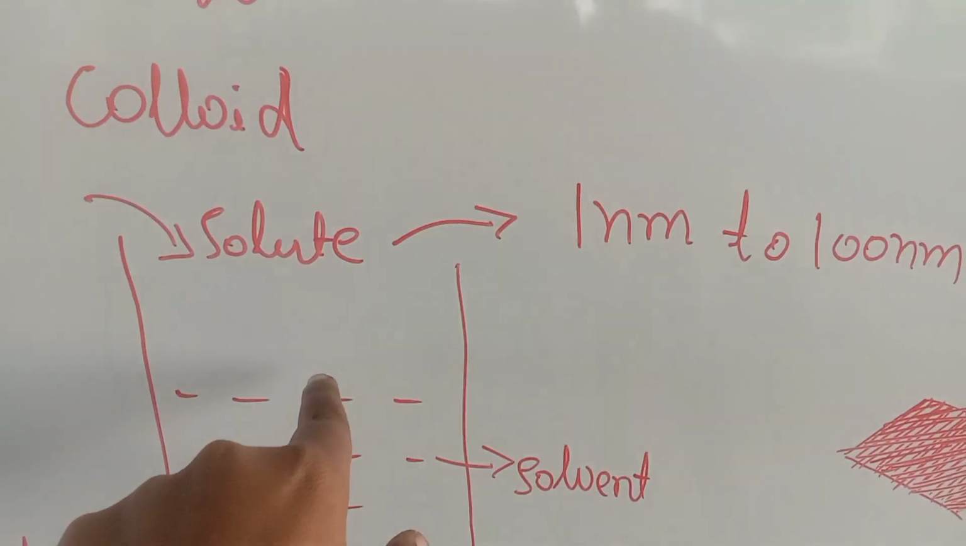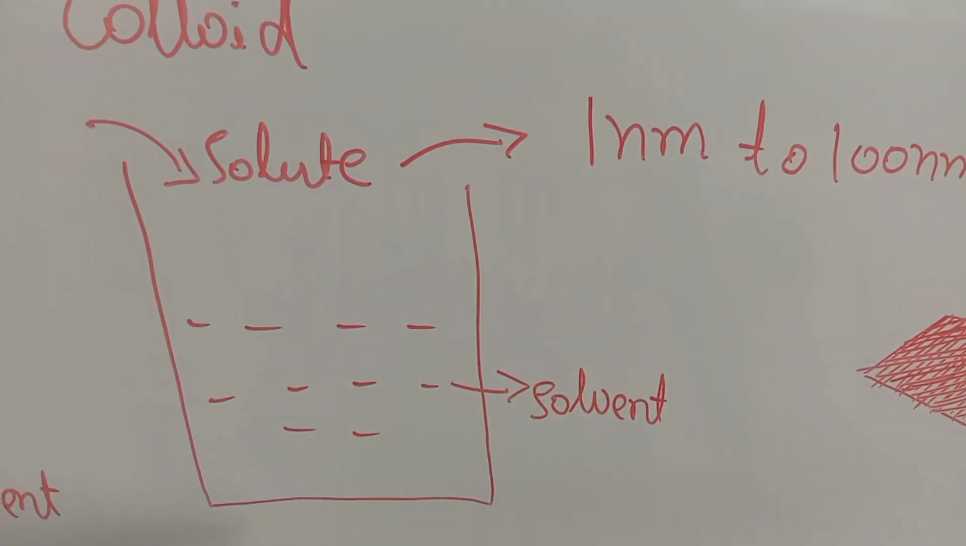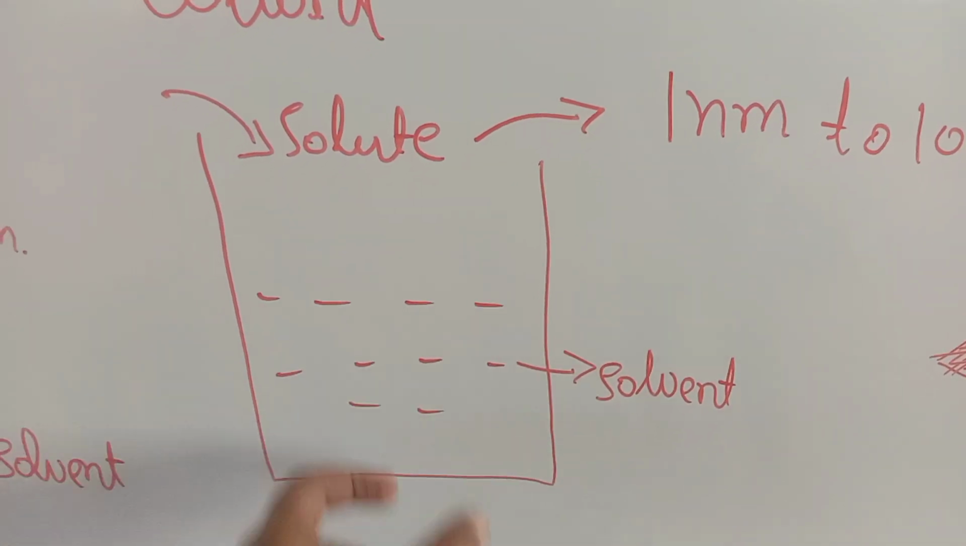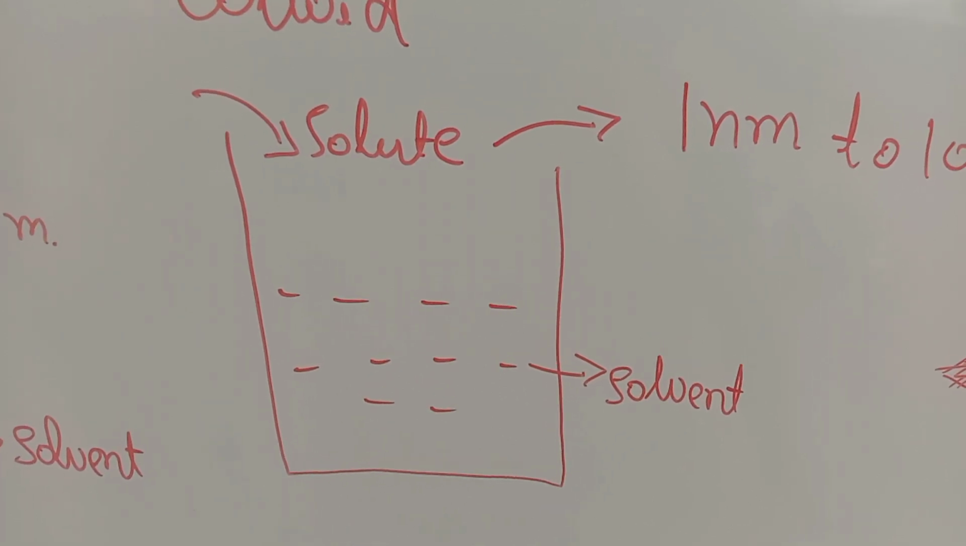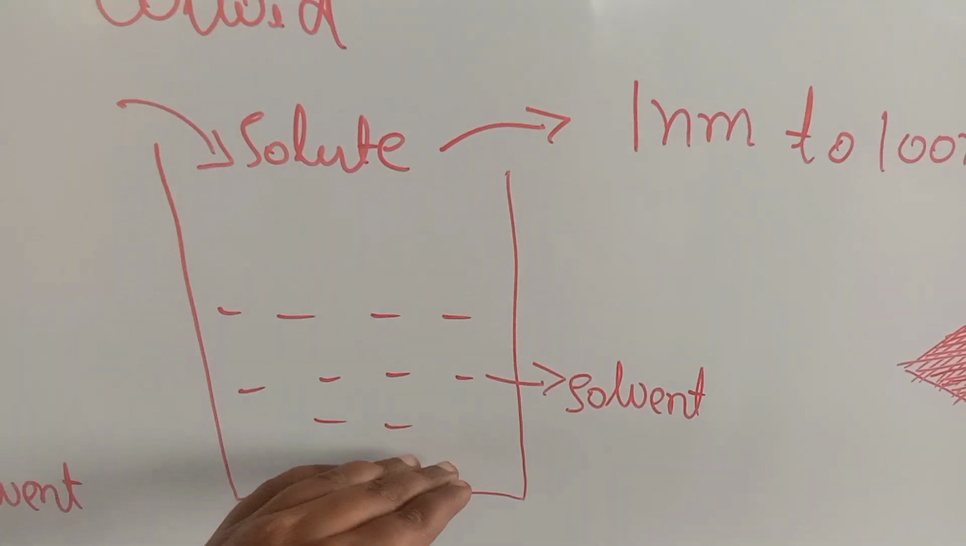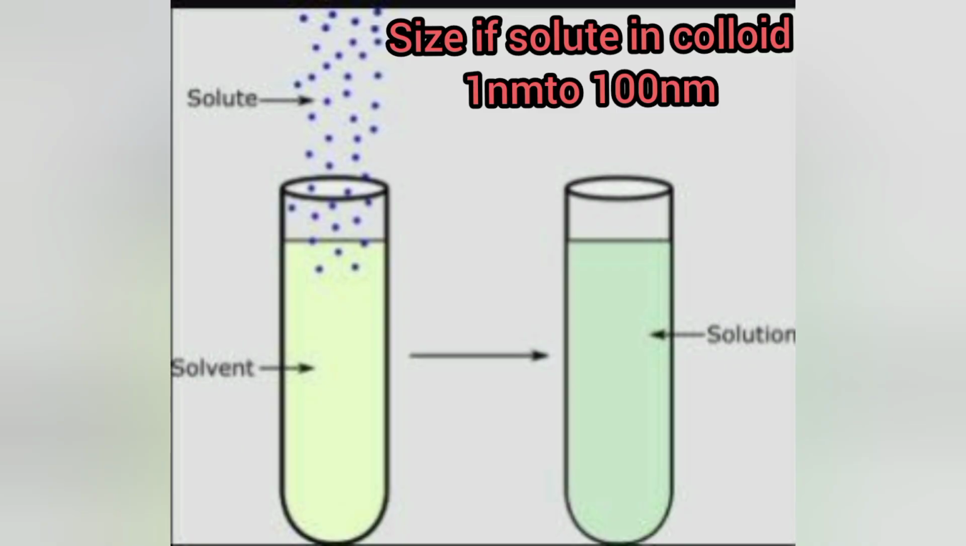In case of colloid, the particles of the solute dissolve very slowly. Here it is heterogeneous mixture. So it dissolves very slowly and that means it settles down very slowly. In colloids, the size of the solute particles is greater than that of the solute particles in solution, but here also filtration is not possible. We can't separate the particles of the solute from the solvent in case of colloid also.